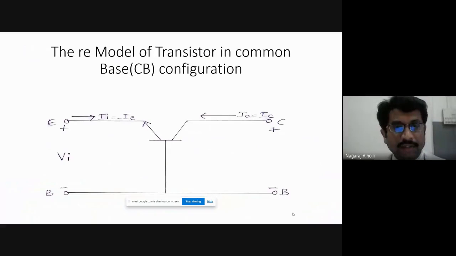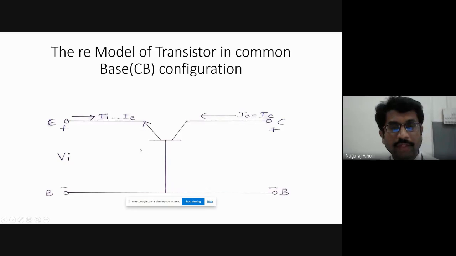This is how it looks. Now, this is the common base configuration. Base is common between the input circuits and the output circuits. You can see here the base terminal is common between the input section and the output section, and hence this type of configuration is called common base configuration. We will be developing the re model, that is, the emitter resistance model of the transistor connected in common base configuration.